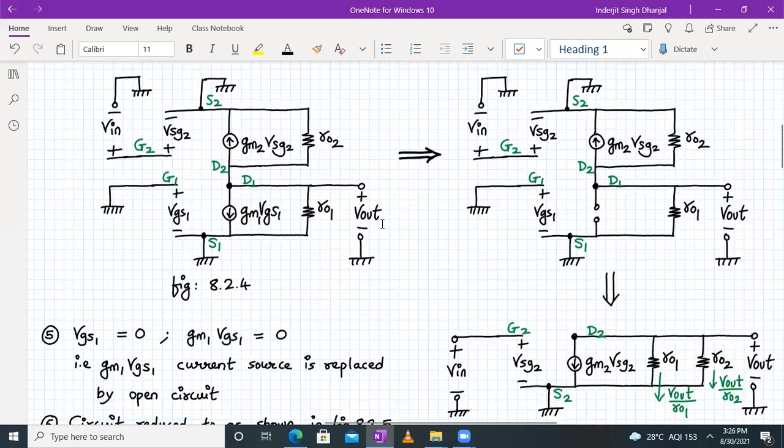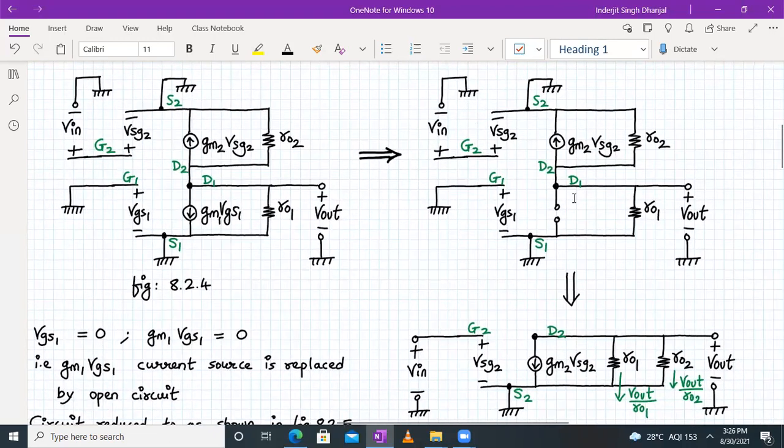Yeah. So over here, look carefully. Gate 1 and source 1 terminals are grounded. That means VSG1 is 0. That means gm1 times VGS1 is gone. It's a current source, right? Current source 0 means it's an open circuit. So your circuit reduces to this network.